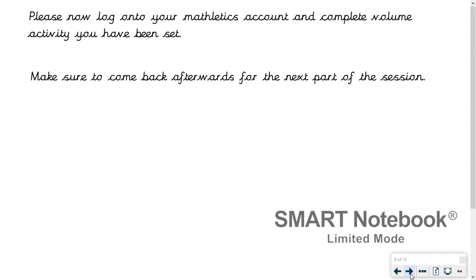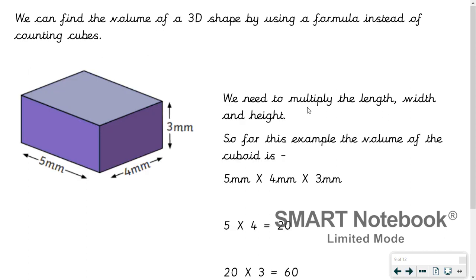Amazing. All right. So we can find the volume of a 3D shape by using a formula instead of counting cubes. And that formula is length times width times height. Because it's cubed, there's going to be 3 things times. Like when we do an area, there were 2 things times for squared, cubed, 3 things times. Width, length, height. So in this case, 5 millimeters times 4 millimeters times 3 millimeters.